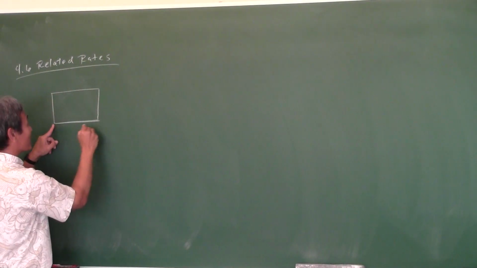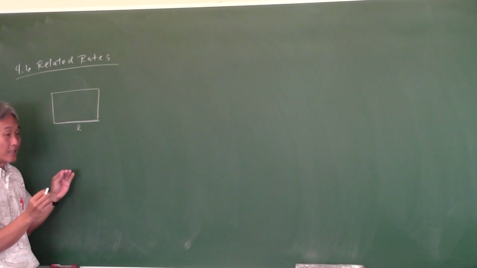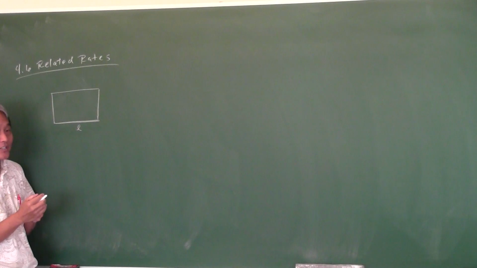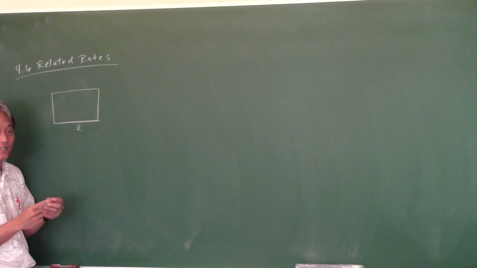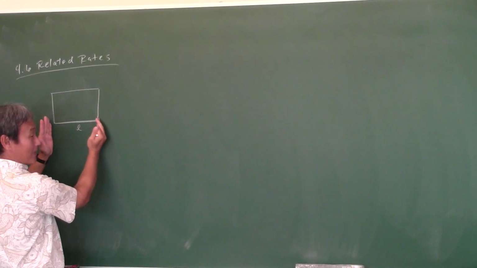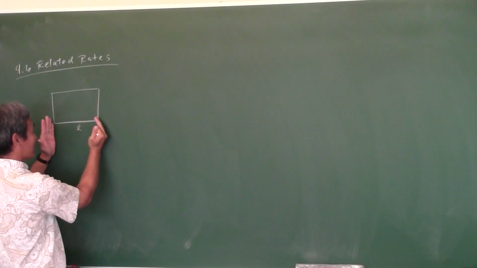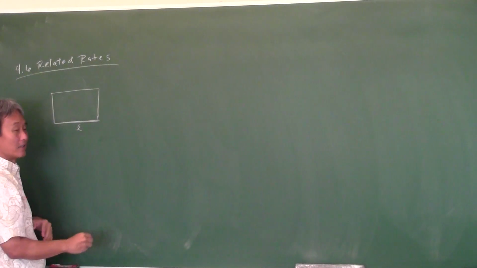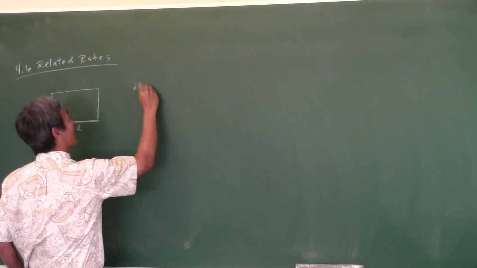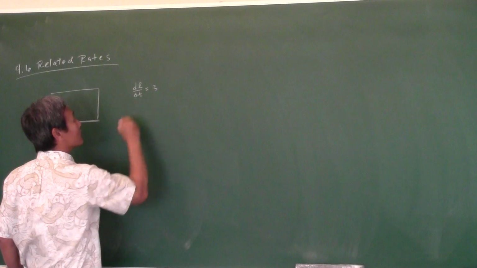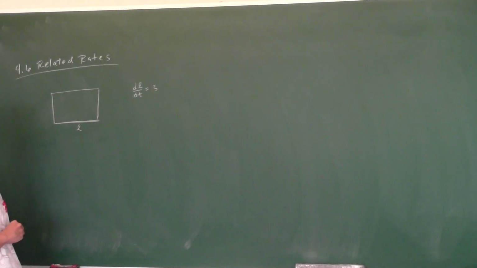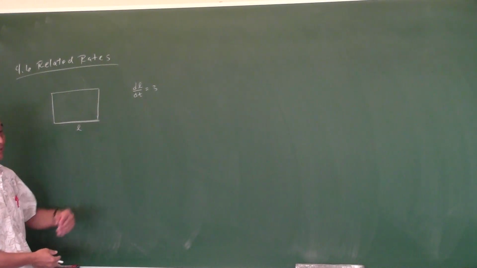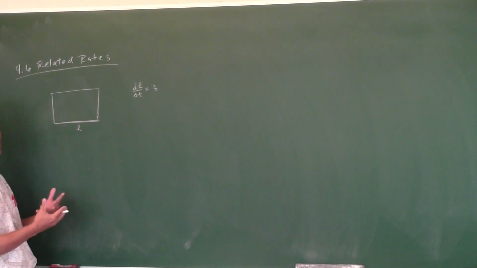Let's say the length of the rectangle is increasing at the rate of 3 inches per second. Can you imagine that? The length is getting bigger at the rate of 3 inches per second. So like this. Something like that. So we say that dL/dt is equal to 3. Right? Because the rate at which something is changing, that's the derivative, but we're doing it with respect to time.